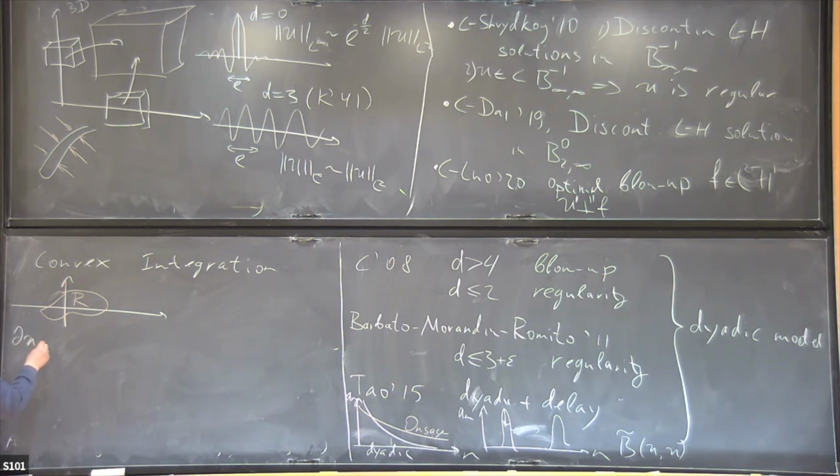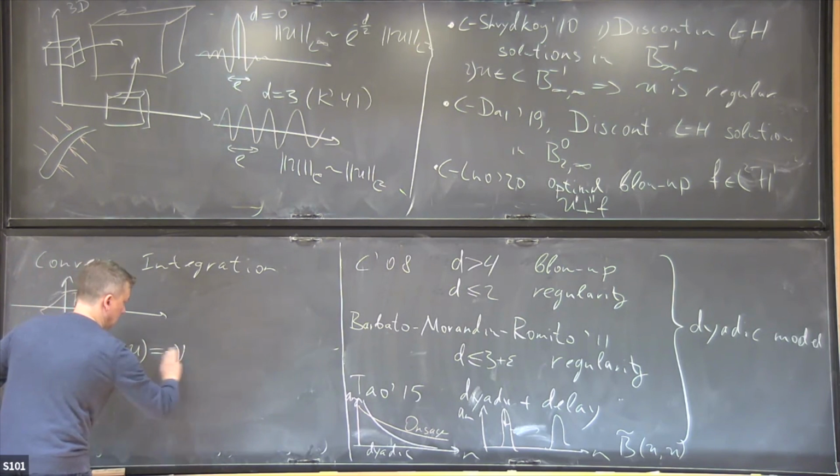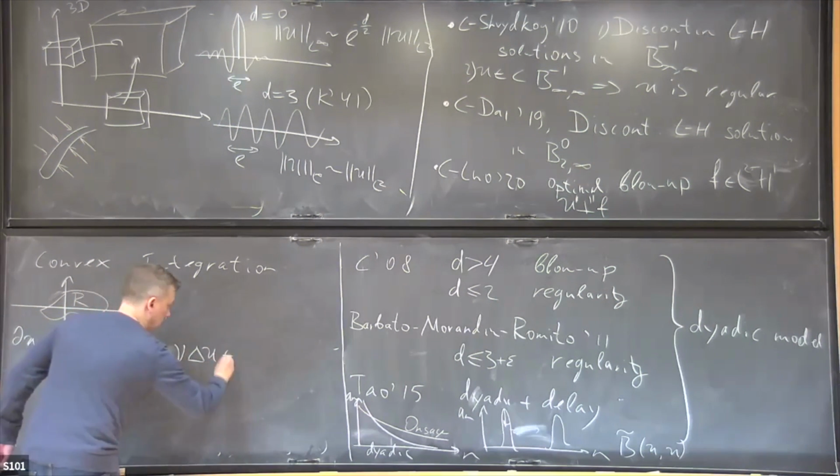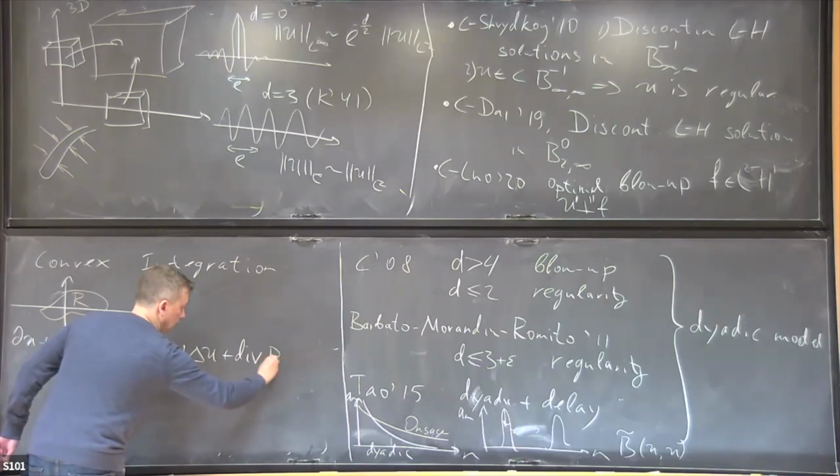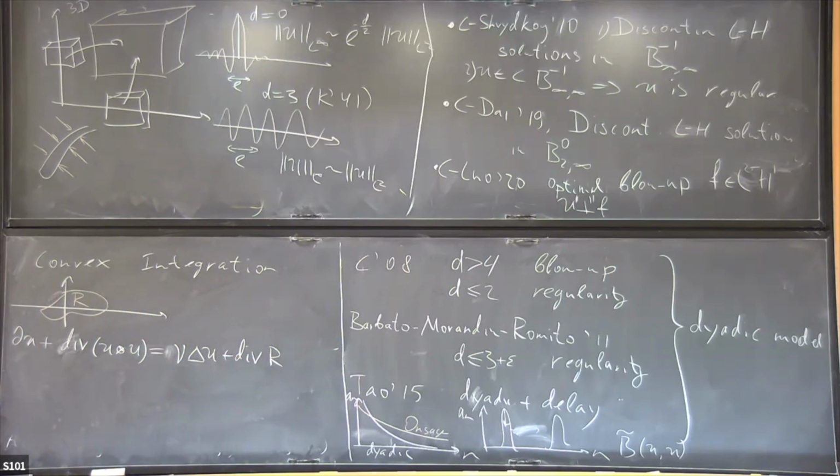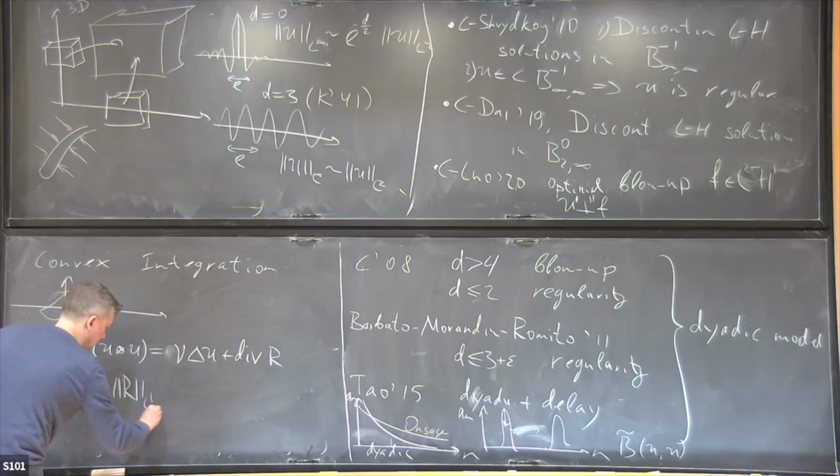So let's say u now satisfies the Navier-Stokes equation. This is some error, the divergence of some stress R. And the goal is to construct a perturbation. So replace u with u plus w so that the Reynolds stress becomes smaller in L1. So we want to reduce the L1 norm of the Reynolds stress.